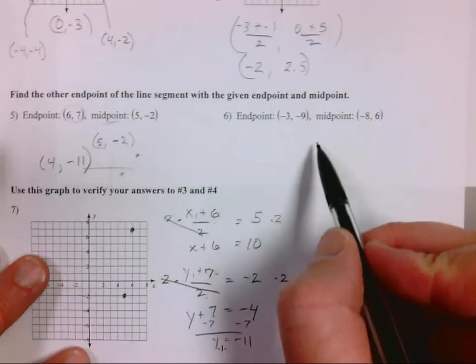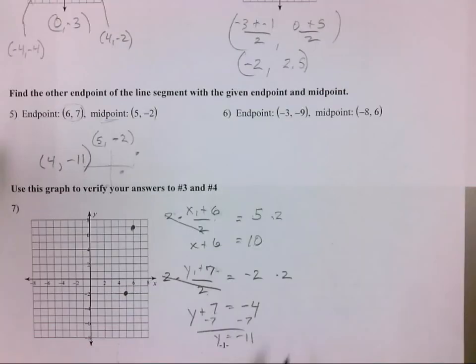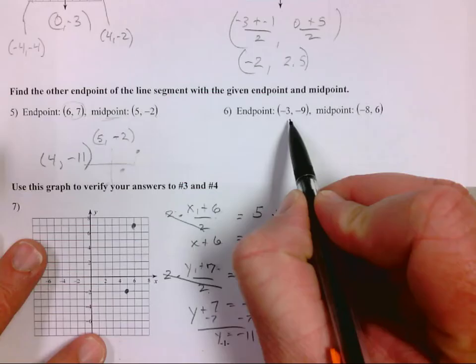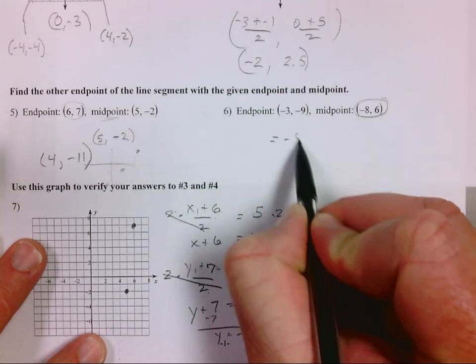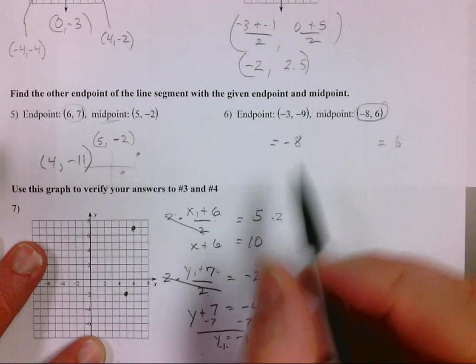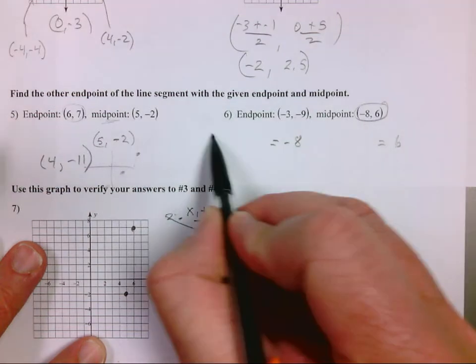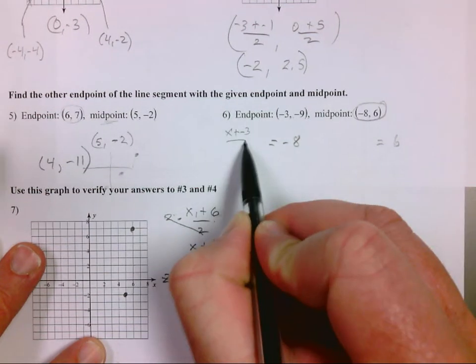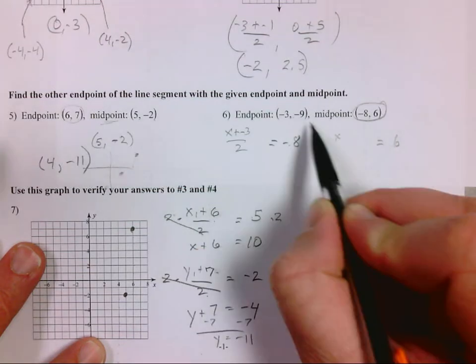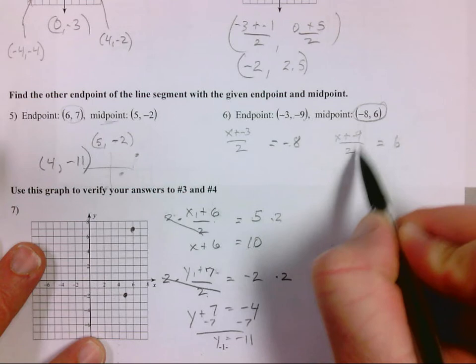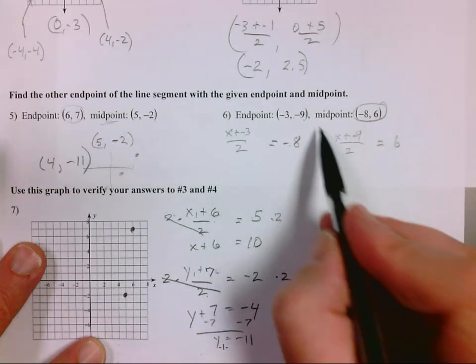So this is the midpoint, so that's what I'm setting equal to. And so x plus negative 3 over 2 is negative 8, and x plus negative 9 over 2 is 6. Multiply by 2. Some people think they're going to get a shortcut and just say, like, multiply by 2, subtract this. I don't recommend it.